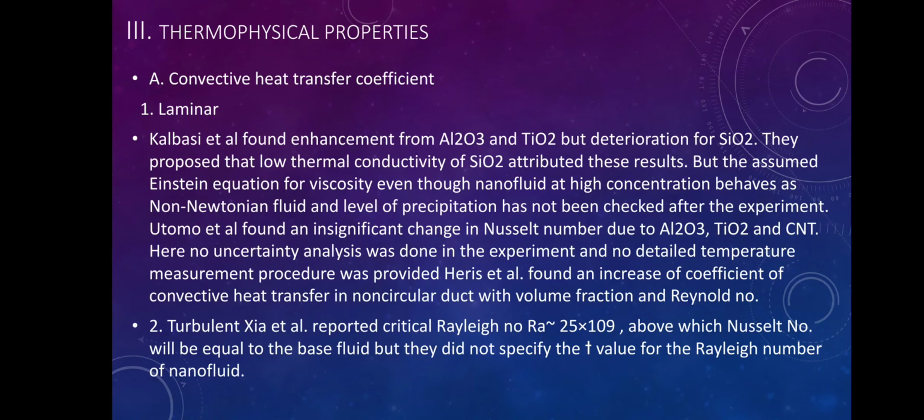Utomo et al. found an insufficient change in Nusselt number due to Al2O3, TiO2 and CNT. Here no uncertainty analysis was done in the experiment and no detailed temperature measurement procedure was provided. Harris et al. found an increase of the convective heat transfer coefficient in a non-circular duct with volume fraction and Reynolds number.